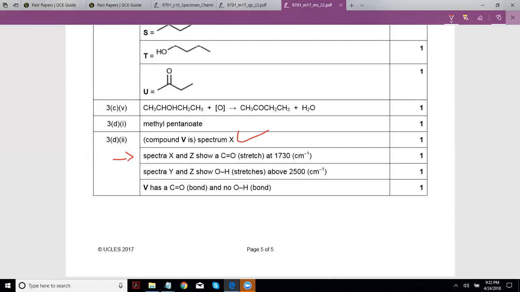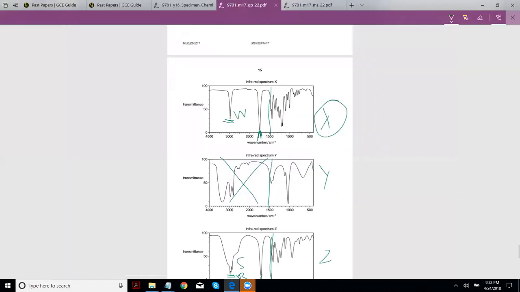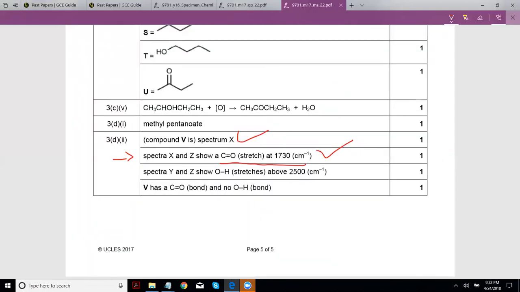So ये तो हमने discuss किया था, you know, X and Z, they have C double bond O around the 1700 mark, and that is true for esters. So that is how we in fact eliminated Y. So you just basically put that stuff into words. And now the way they've gone about it, they're like Y and Z show OH stretches above 2500.